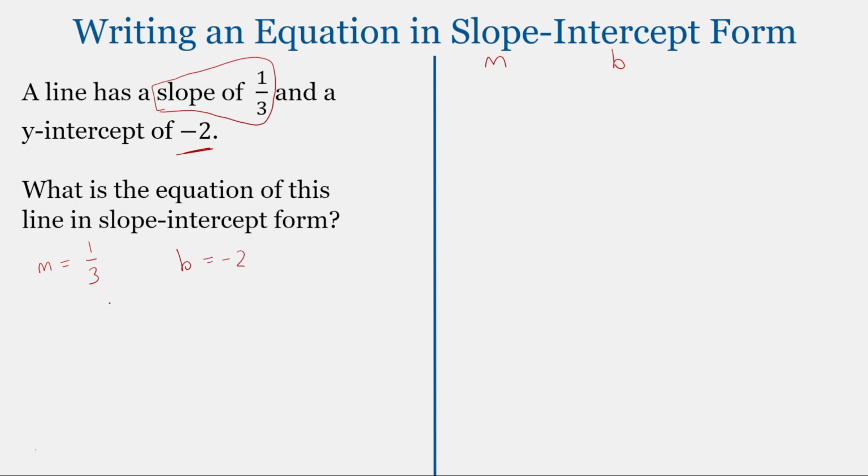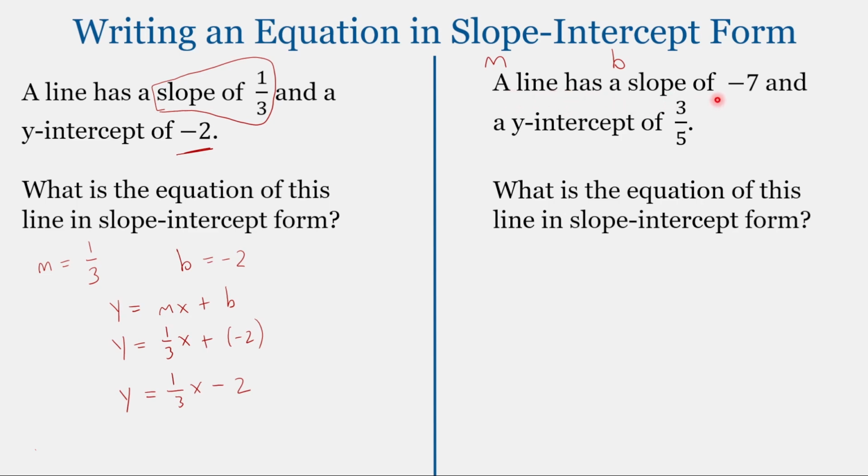With slope-intercept form, we have y equal to mx plus b. So we'll plug in those values for m and b. We get y equal to 1/3 x plus a negative 2. And we can rewrite this as y equal to 1/3 x minus 2.